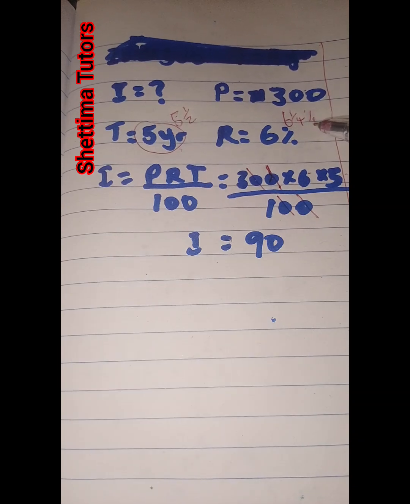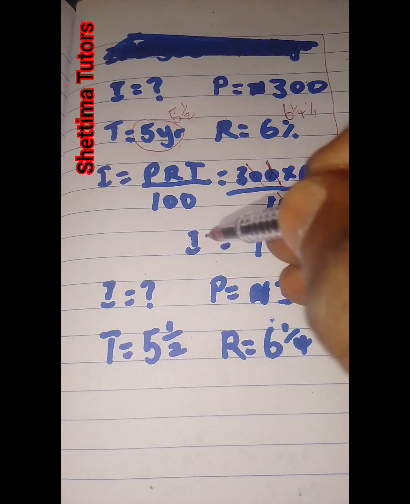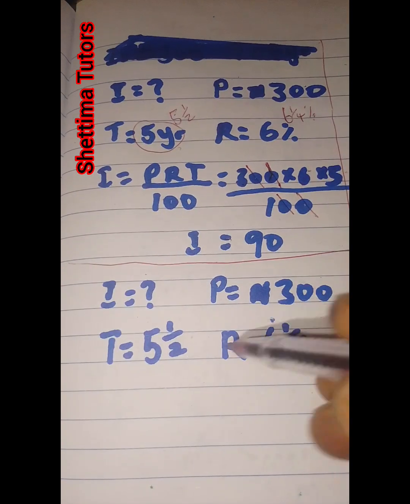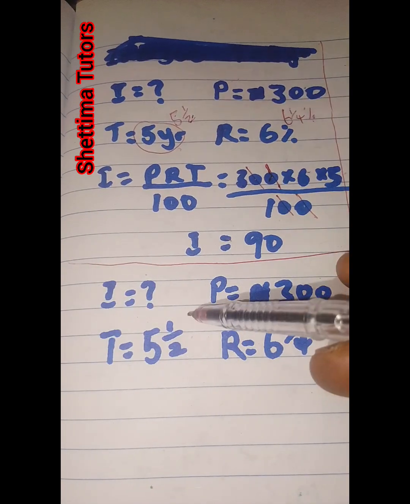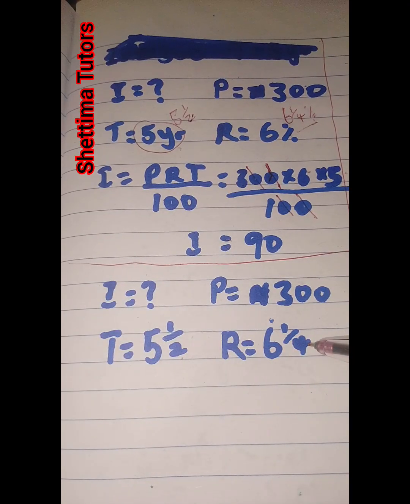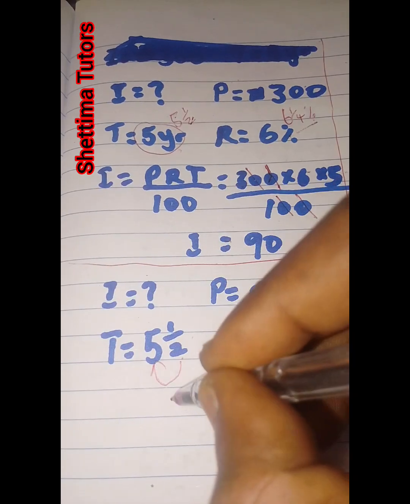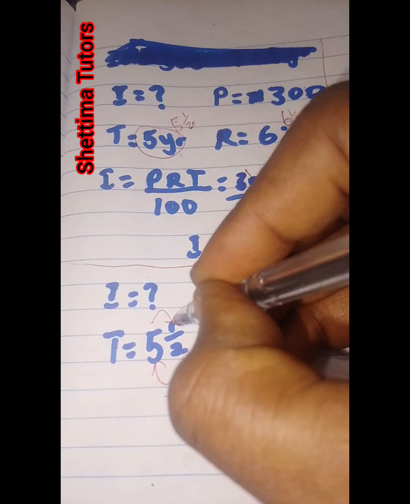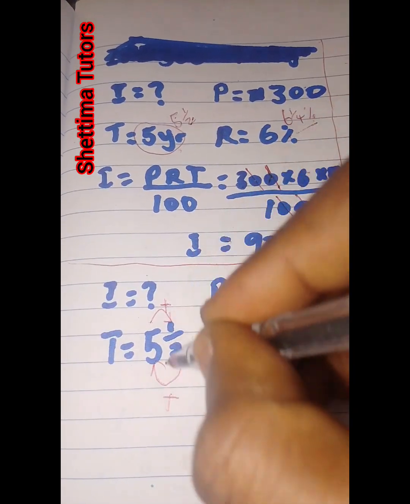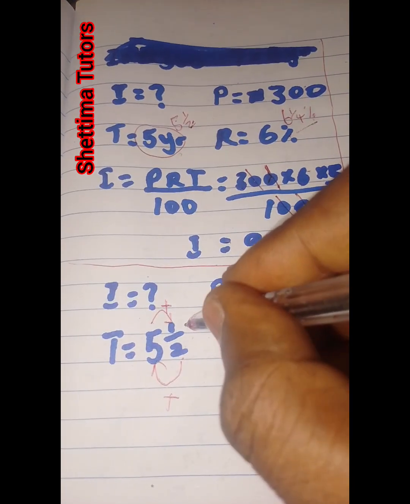Let's write out the parameters. So this is different from the other question because 5 changes to 5.5. From 6, I make it 6 1 over 4. Still looking for the interest, right? Remember that to change to improper fraction, times here, add here. So 5 times 2 is 10. 10 plus 1, 11 over 2. Our new time is 11 over 2.